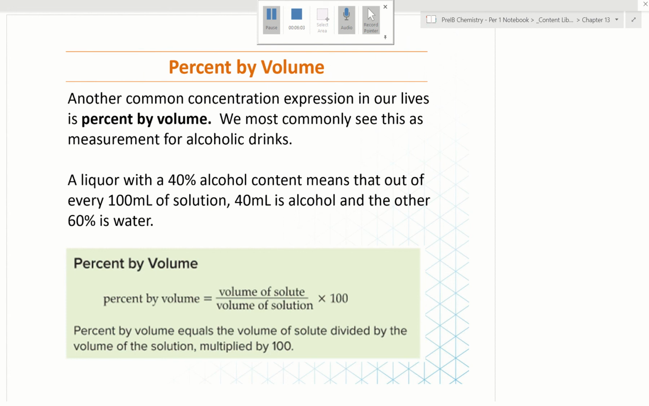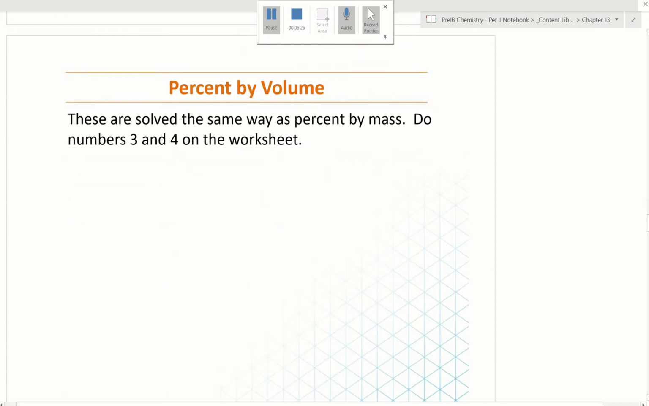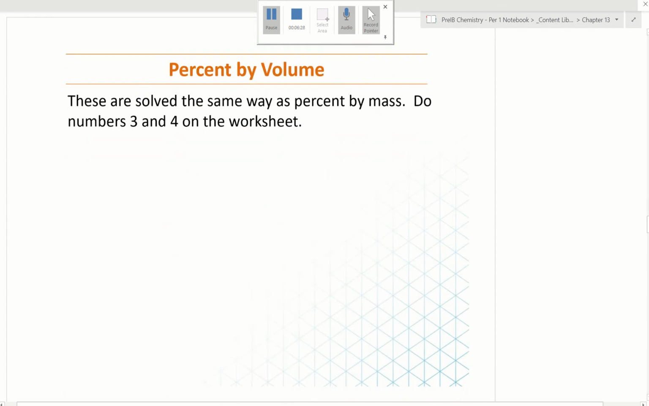So a percent by volume is just exactly what it sounds like. It's the volume of the solute over the volume of the solution times 100. For example, a liquor with a 40% alcohol content means that out of every 100 milliliters of solution, 40 milliliters of it is alcohol and the other 60 is water. So these are calculated the exact same way. So I'm not going to solve through one of those.